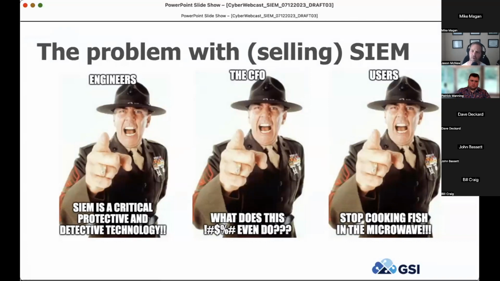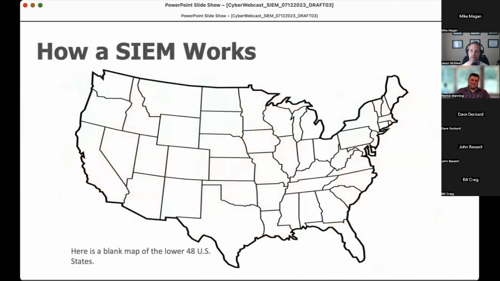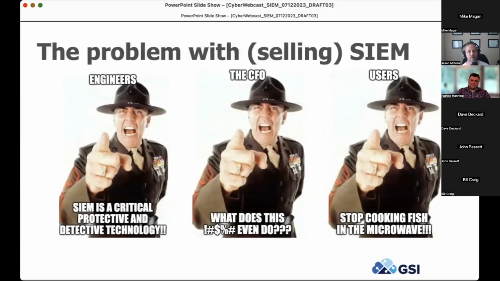So here's kind of the problem with SIEM, right? People like John and I are engineers, CISSPs, and we're going to say SIEM is a critical detective and protective technology. But the problem is that it's kind of an abstraction. I have a couple of slides that explain what it does at a high level using an analogy. Now, the CFO is a decision maker, right? Your decision makers are people that sign contracts, and they say, "What does this even do? I don't understand it because it's kind of an abstraction." And John, you alluded to this: SIEM is a detective control. It's not a protective or preventive control. It's mainly a detective control.